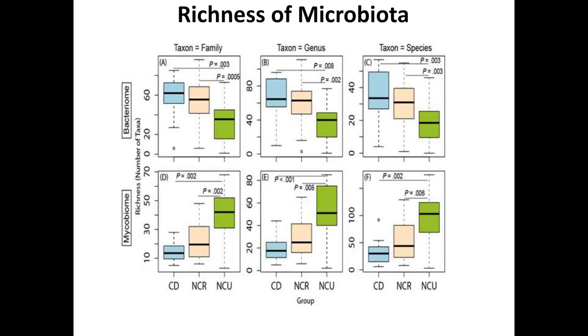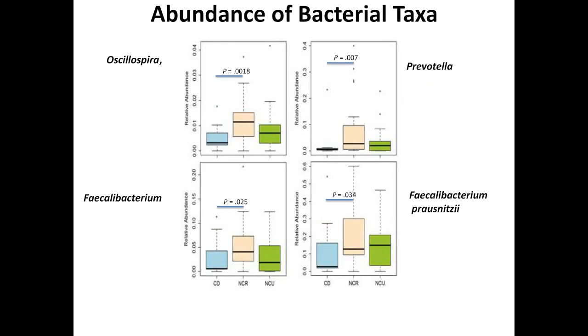You can see the CD patients and their healthy relatives are very close together compared to the other control group. And that is true at the family, genus, and species taxonomic levels. The same is true with the mycobiome. That's why to us it's very important to look at Crohn's disease patients and members of their family who are related and living together, and to see if there is a difference in the mycobiome and bacteriome in these patients. And I think this is a good control from our point of view.